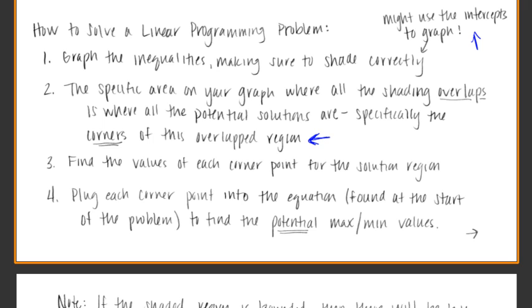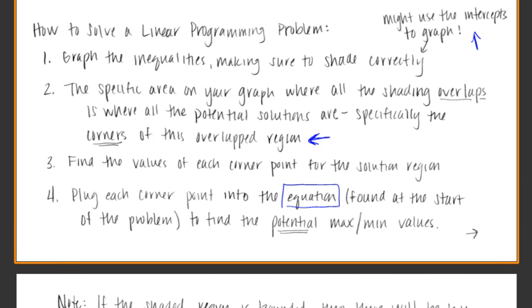And then thirdly, we want to find the values of each corner point. Like we said, we're going to find that through the intersections. And then we're going to plug each corner point into the equation. This is the only area where we're ever going to use the equation. We're not going to graph the equation. We're only going to graph the inequalities. But the equation is what we're going to plug all of our corner points into. The largest value that comes out of the equation is the maximum value. The smallest value that comes out of the equation is the minimum value, depending on what the problem says.